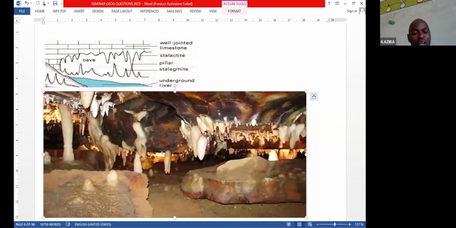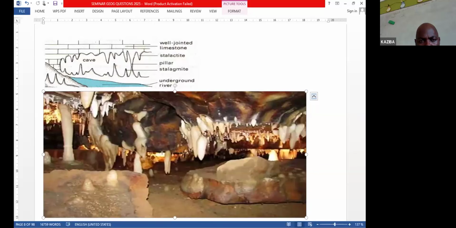Those are landforms resulting from chemical weathering. Can you people mute? I'm getting feedback. So those are landforms resulting from chemical weathering. Now they are very easy to do.